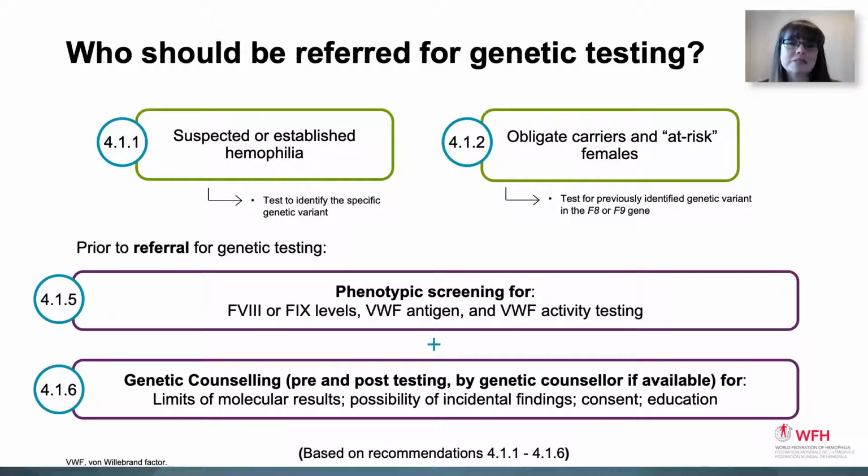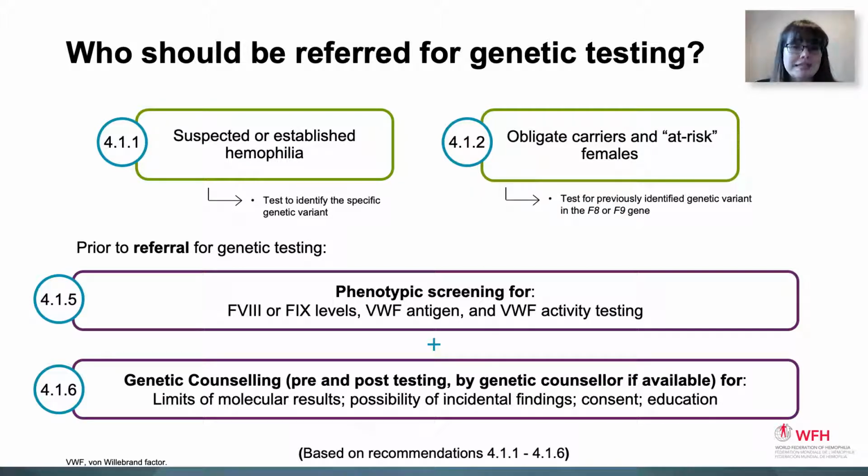of these levels. In these individuals, as well as doing the factor 8 and factor 9 coagulation phenotypic levels, we would also want to screen for the von Willebrand factor antigen and von Willebrand factor activity levels, as this could aid in interpretation of downstream genetic results.